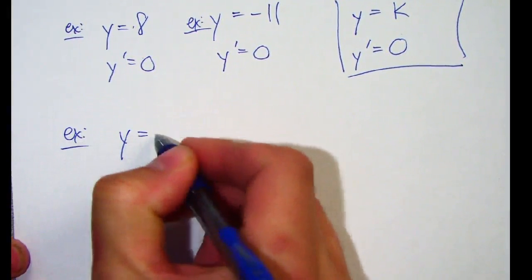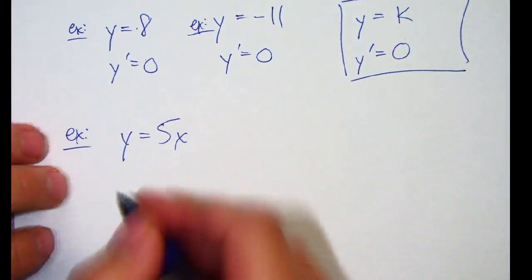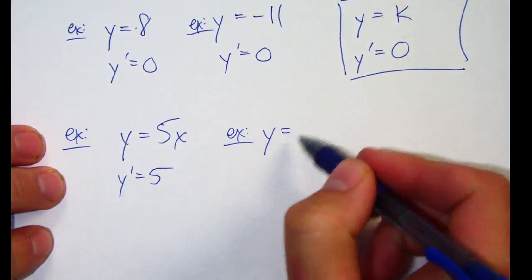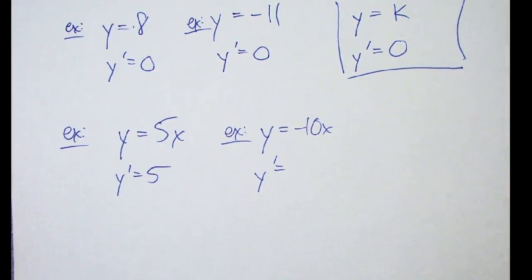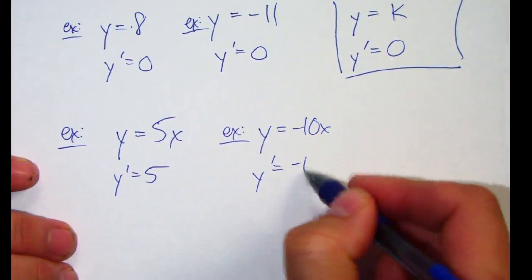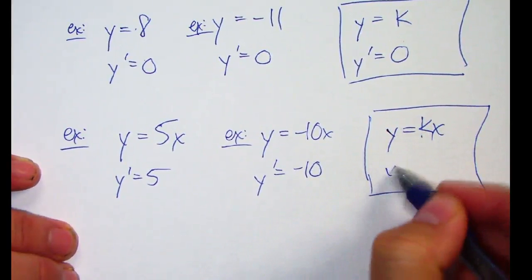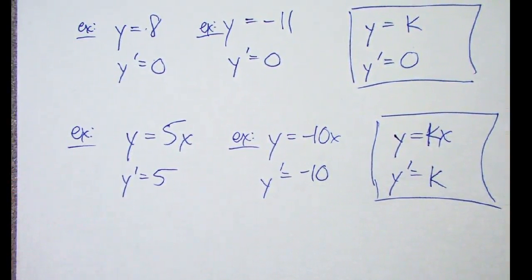Let's say y equals 5x. You okay? Okay. What's the slope of that line? 5. So what's the derivative? 5. y equals negative 10x. What's the slope of that line? Negative 10. What's your derivative? Negative 10. So our rule there is, if y equals kx, what's our derivative? Okay, so that's 2 of the rules.